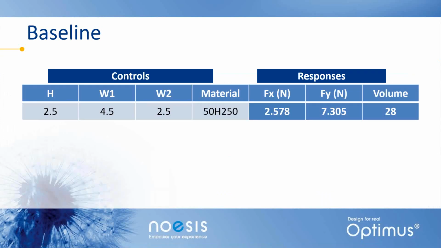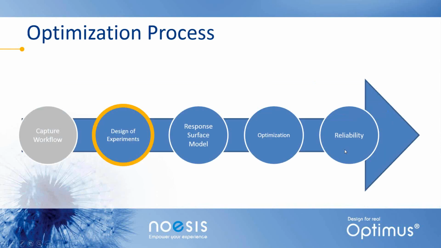So for our baseline case, you can see the numbers that we have here for the X force, the Y force, and the volume. That's where we're starting from, and so that's what we want to potentially minimize, maximize, and then minimize the volume as well. So the next step in our optimization process is the design of experiments.